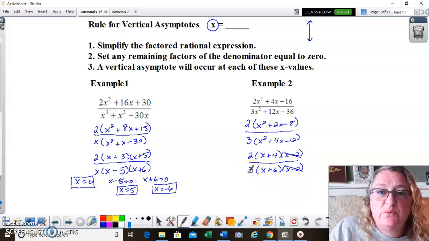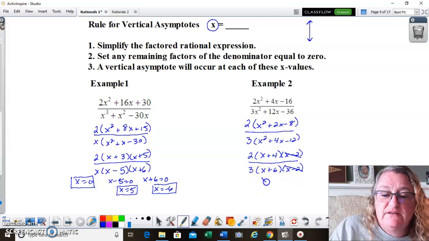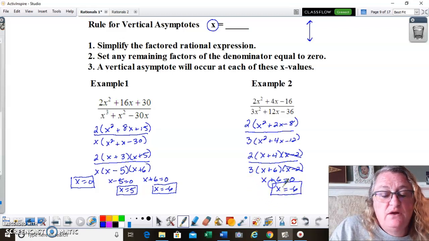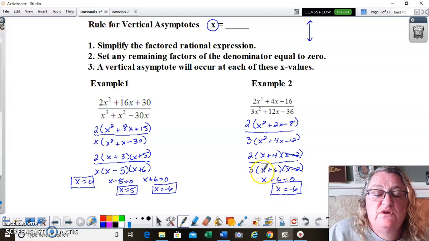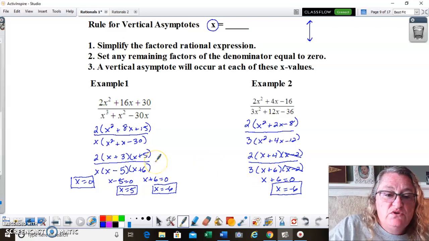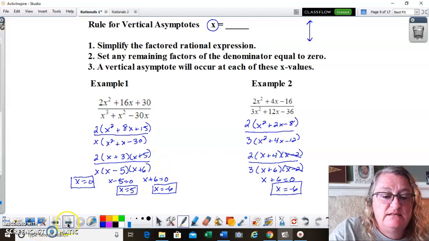Well, that doesn't have a variable in it, so I don't have to worry about that. I really just have to worry about the x plus 6, setting it equal to 0. So x equals negative 6 is my vertical asymptote. I only have one vertical asymptote for this one. Okay, horizontal asymptotes actually follow some rules. So that's what we're going to look at on the next slide, is the horizontal asymptotes.